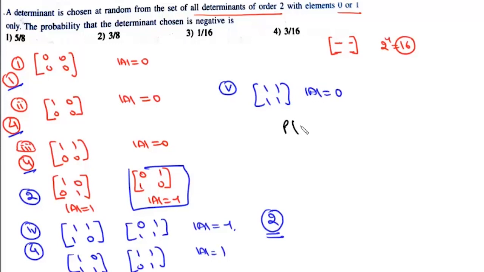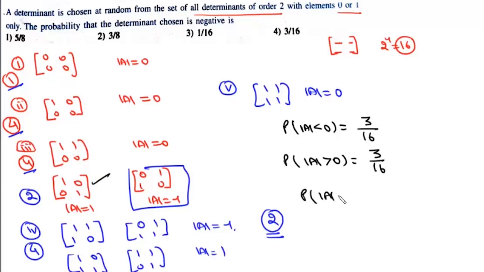So the probability that the determinant of A is less than 0 will be given by 3 by 16. And if the question is determinant of A greater than 0, so for greater than 0 we have this 1 case and 2 case here. So it will be this 3 by 16. And if we are supposed to find determinant of A equals 0, then we have 9 and 1, 10. So there will be 10 by 16.